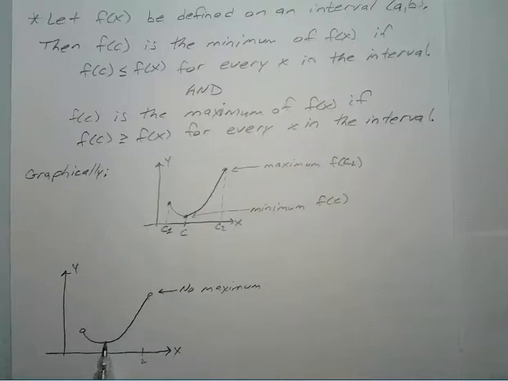But there does exist a minimum value. So the minimum value is at f of c, and we'll call that c for this graph.